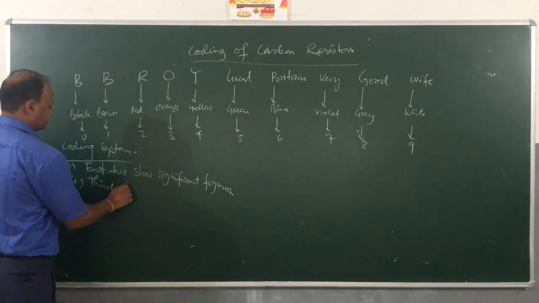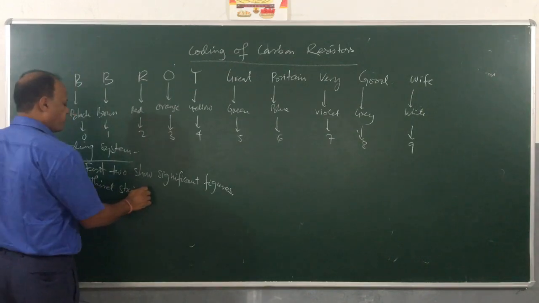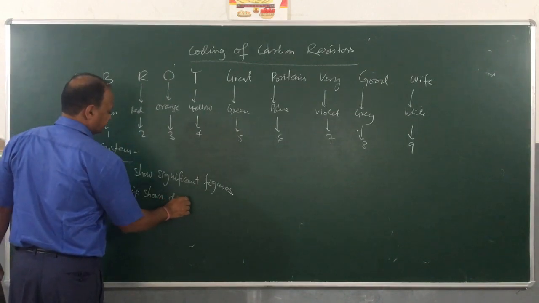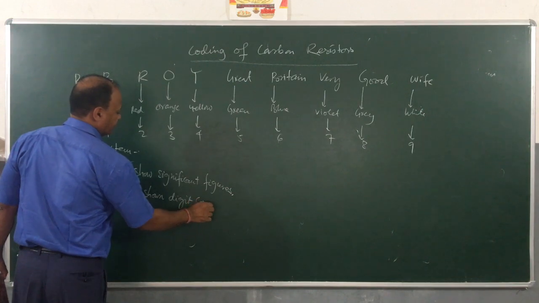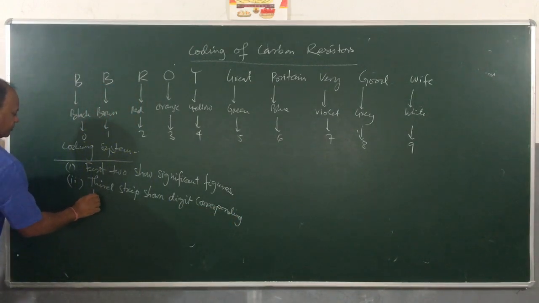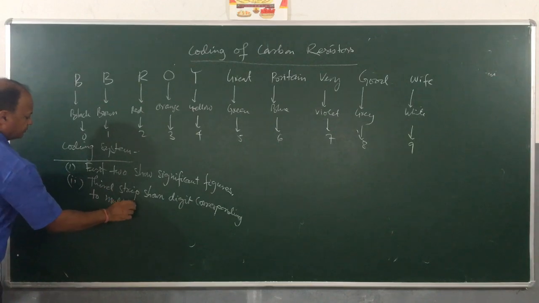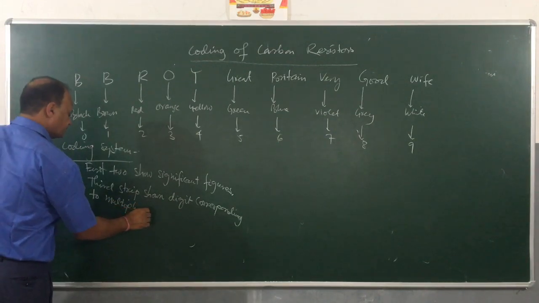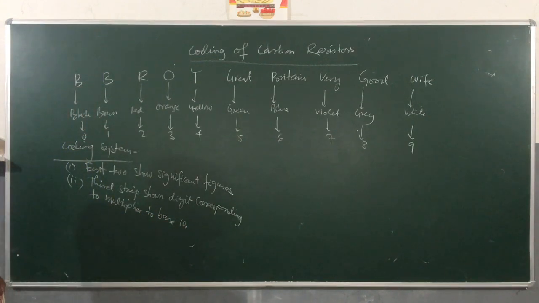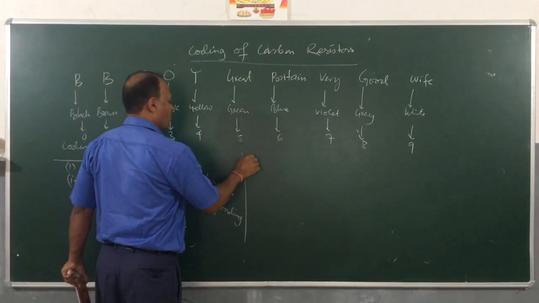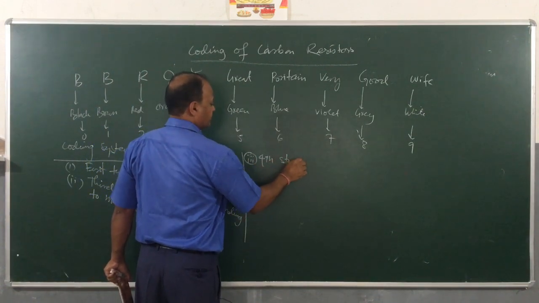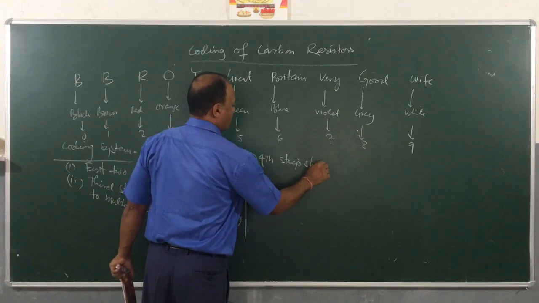Third stripe shows digit corresponding to multiplier to the base 10. And the fourth stripe shows tolerance.